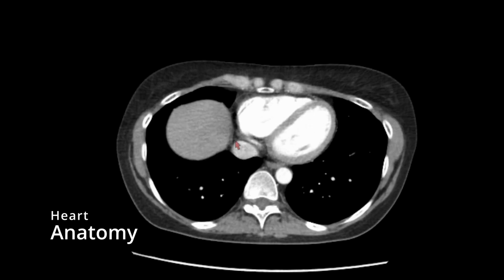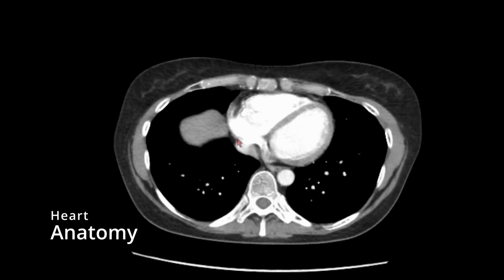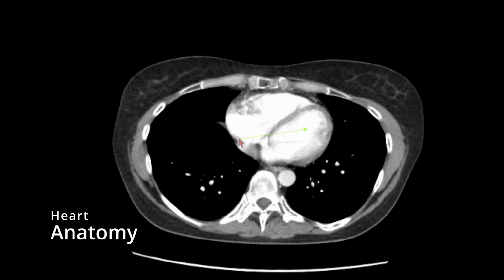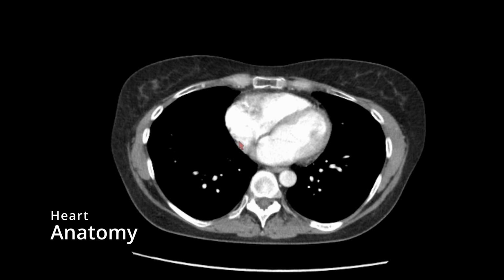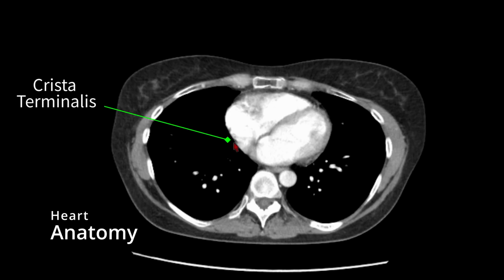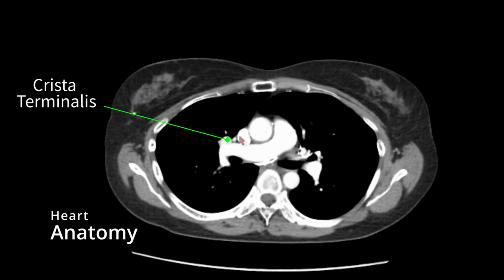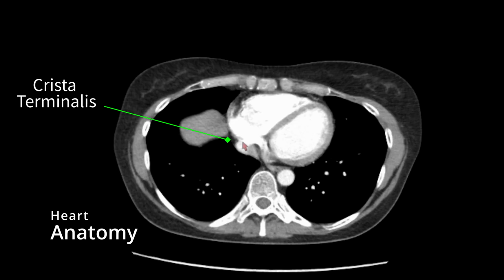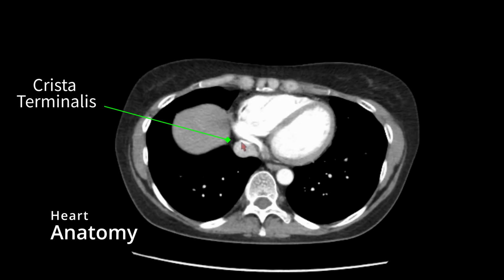and the crista terminalis, so this soft tissue thickening right there, coursing along, is the crista terminalis. Crista terminalis is the muscular ridge running from the superior vena cava from right here. That filling defect, kind of soft tissue thickening, goes up to the level of the IVC right here.